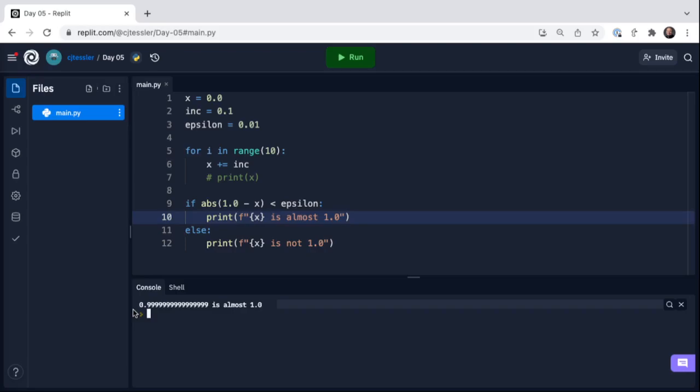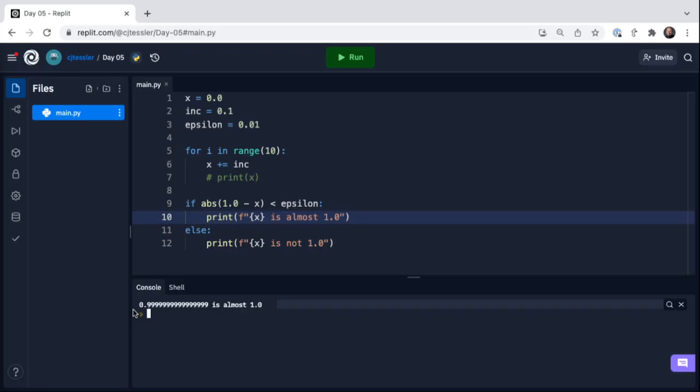This is especially good if you need to keep precision, because you can see this one's saying, I'm going to keep precision to 100th place. Again, if you need more precision, you can go ahead and increase your epsilon.